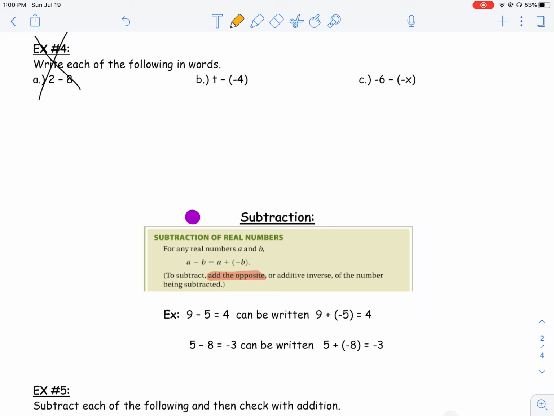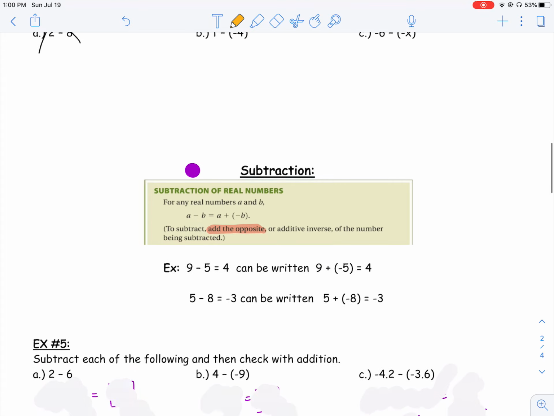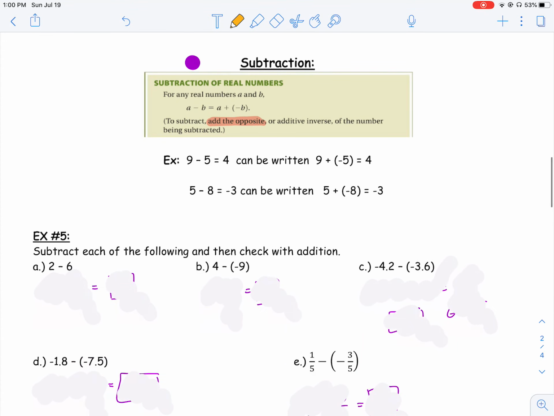All right, we just saw in the last video about opposites or additive inverses. And so what we're going to do now is use that idea of additive inverses to subtract, because subtracting is the same as adding the opposite. For example, if I have 9 minus 5, that could be written as 9 plus a negative 5. We're adding the opposite, which gives us 4.